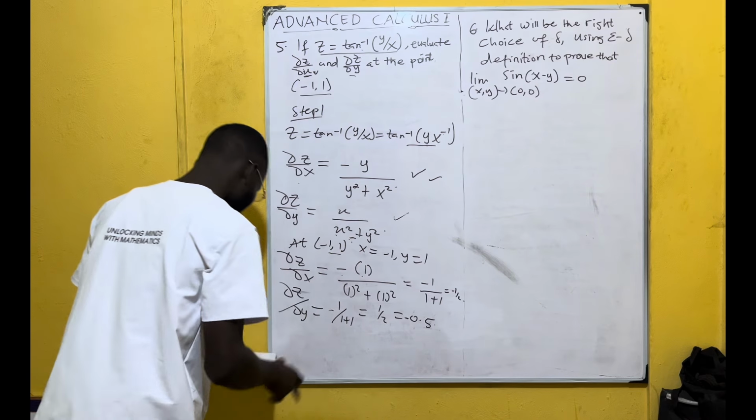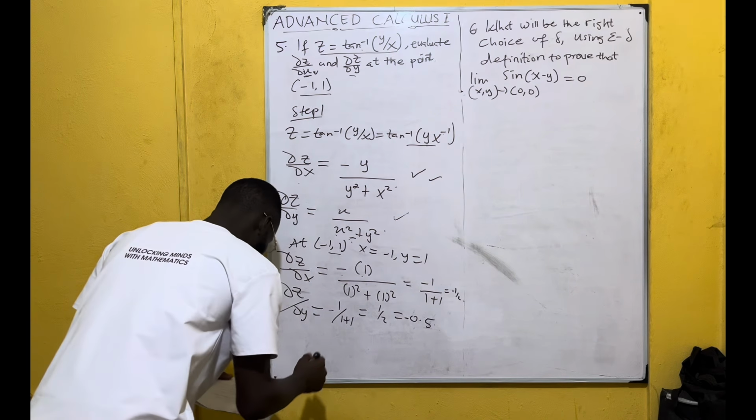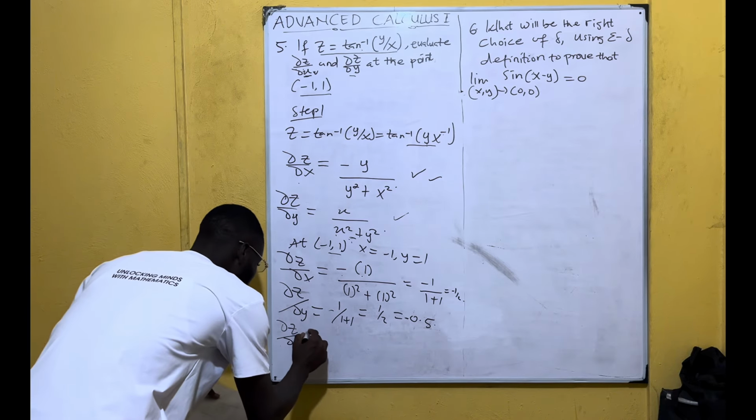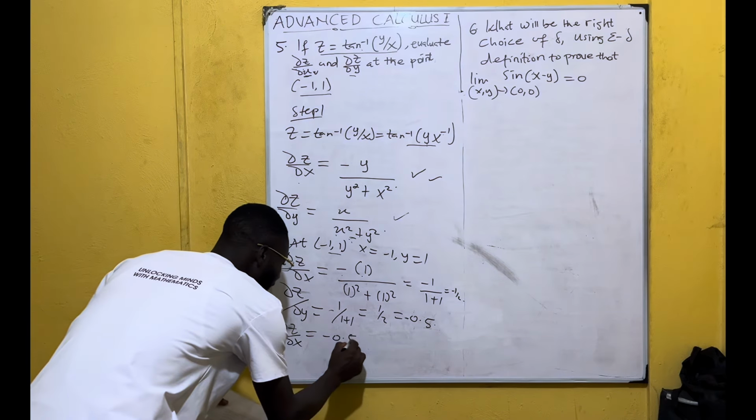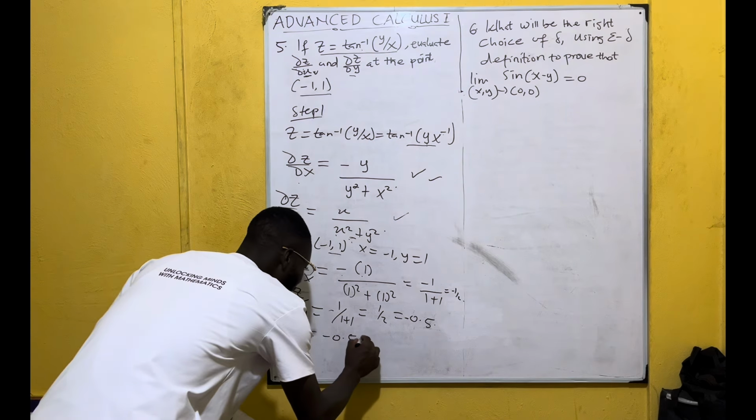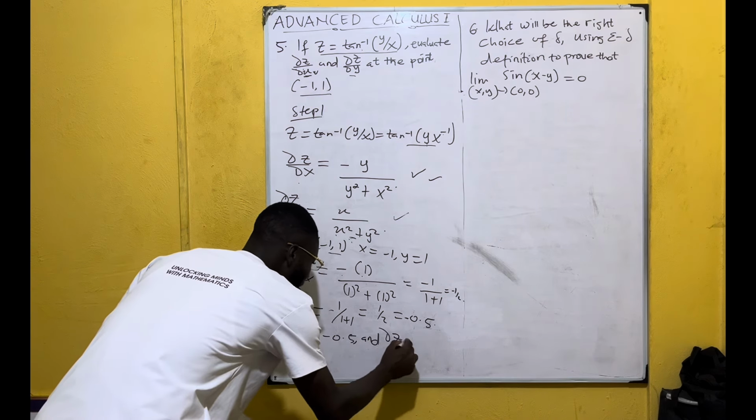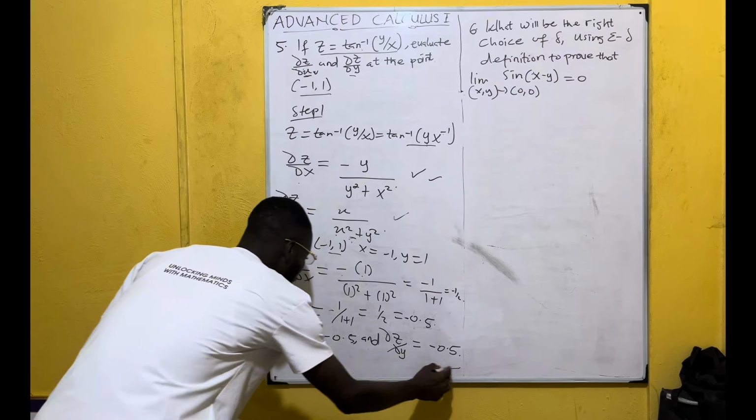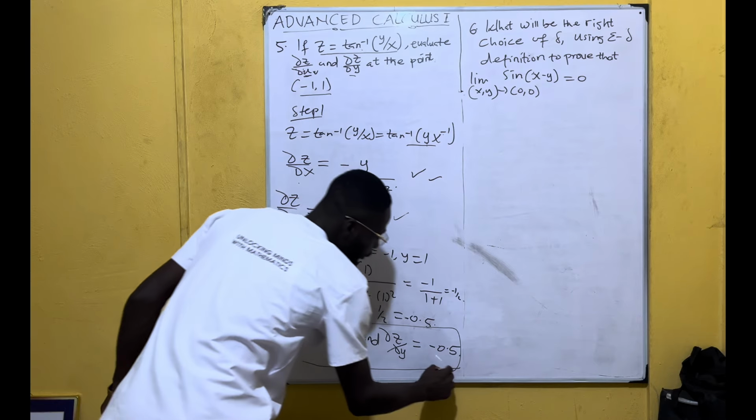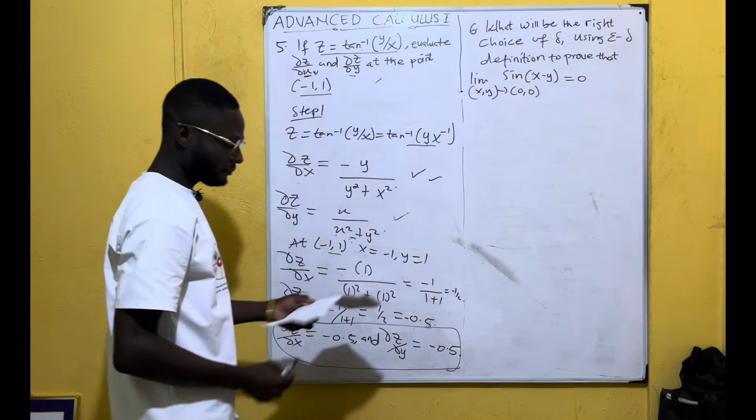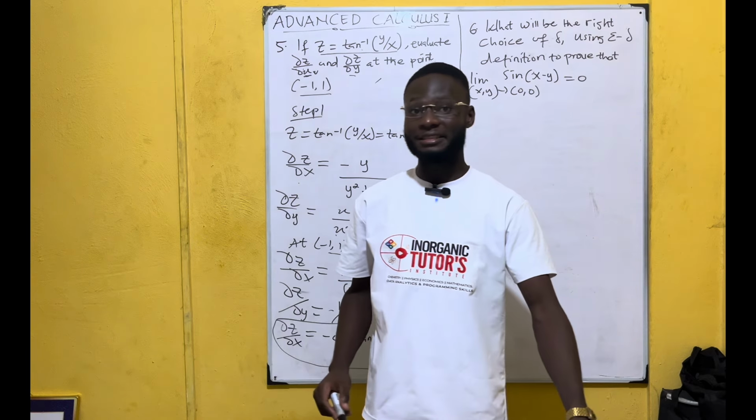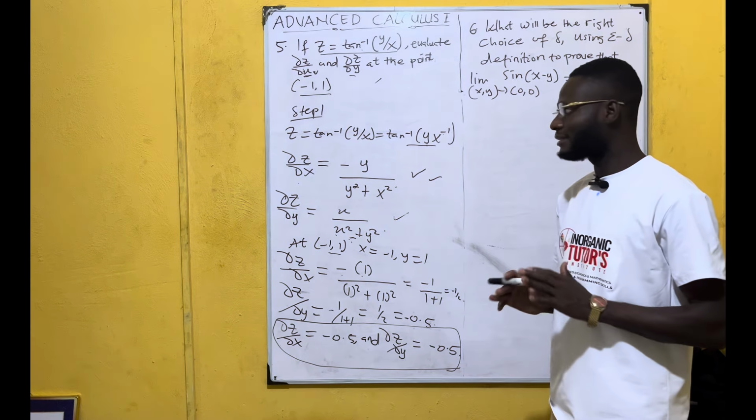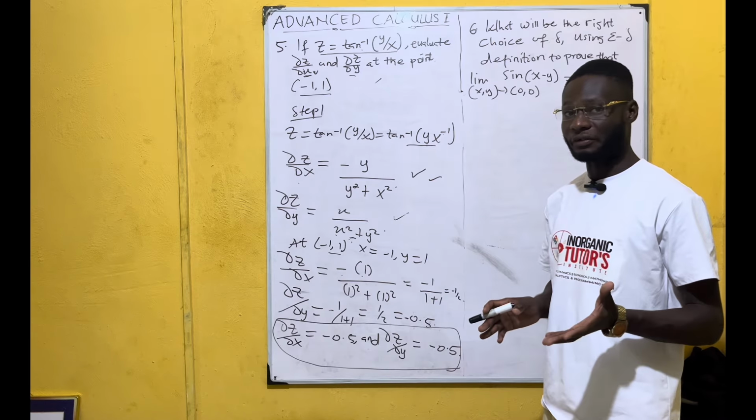They gave us, so we are going to have the Z with respect to X to be equal to negative 0.5, comma, and the Z with respect to Y equals negative 0.5. So that is our solution to question number 5. That is so interesting and amazing, right? Once you know your derivatives, the tricks to that, nothing in calculus will be difficult for you.